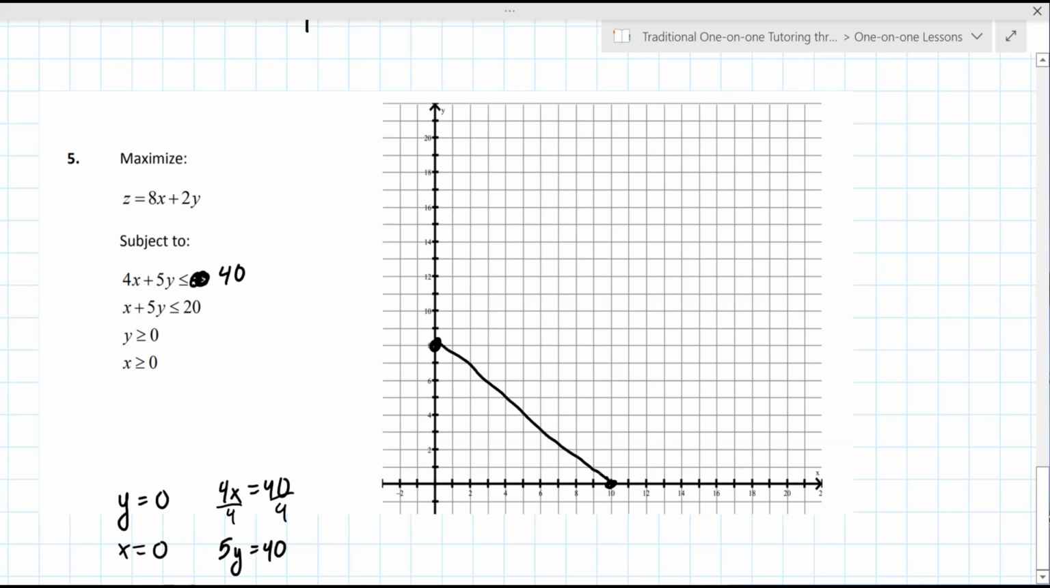Great. All right. Now we can do the same thing for the second equation. So I want you to try that. I want you to set x equal to 0 and figure out what y is, and then set y equal to 0 and figure out what x is.